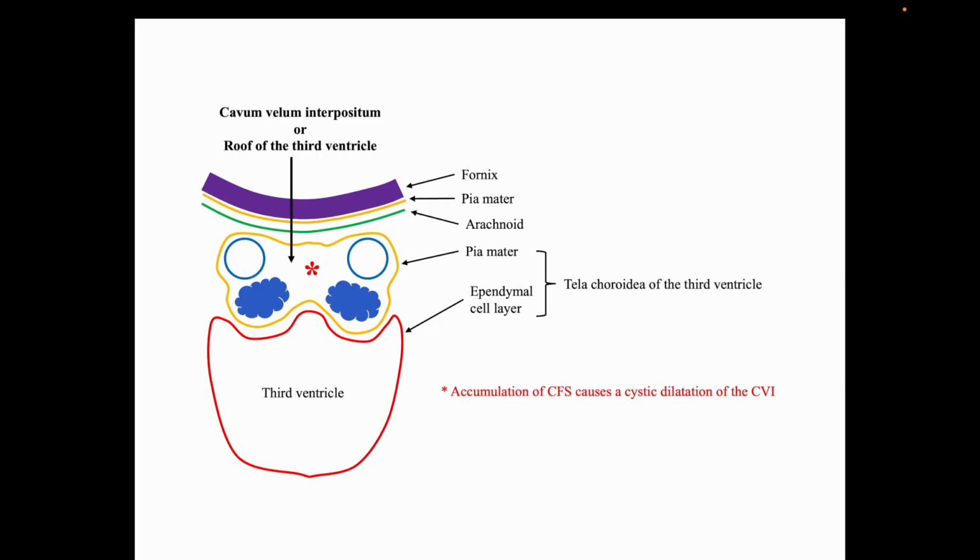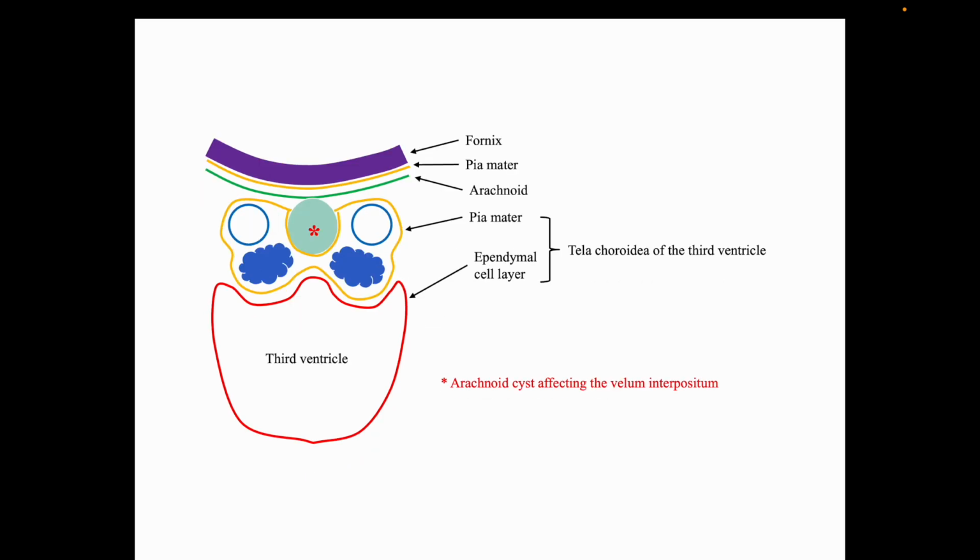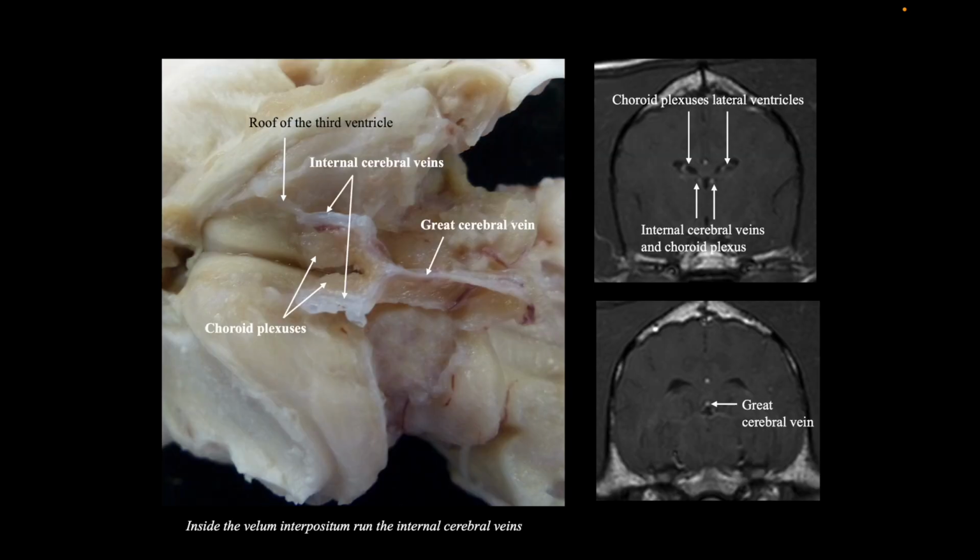So it may be that an accumulation of CSF due to a malformation during development may cause a cystic dilatation of the cavum velum interpositum. Or maybe a pathological arachnoid cyst may develop there and affect the velum interpositum. These are two different situations.